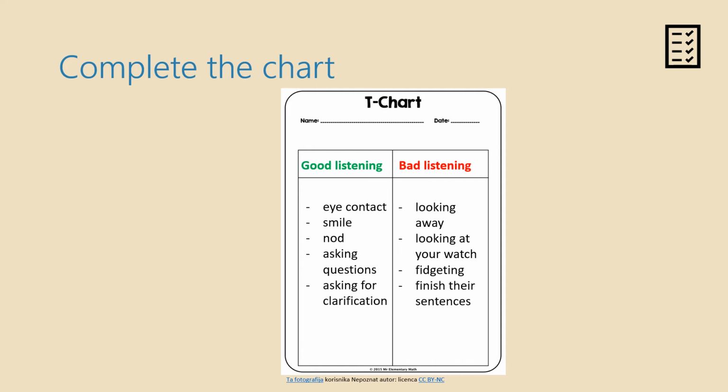Let us check together. I believe that you have also written some of these ideas into your T-chart. So for good listening, eye contact as the first example. Why? Because maintaining eye contact with the person you are talking to or the person you are listening to is very important. Smiling and nodding are 2 more examples which give the speaker or the listener proof that you are actively engaged in this communication.